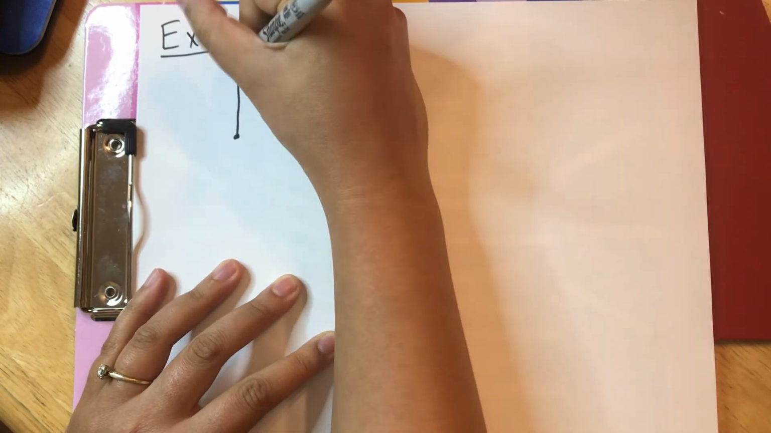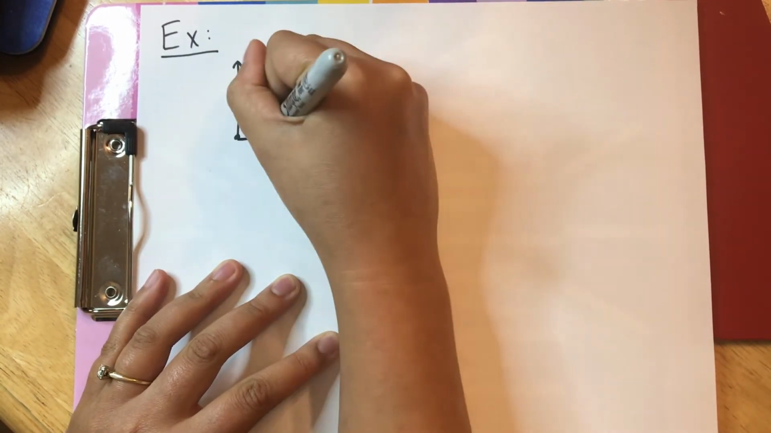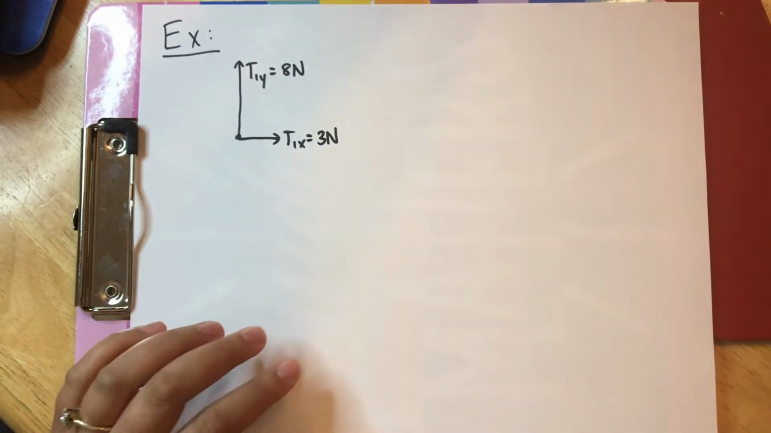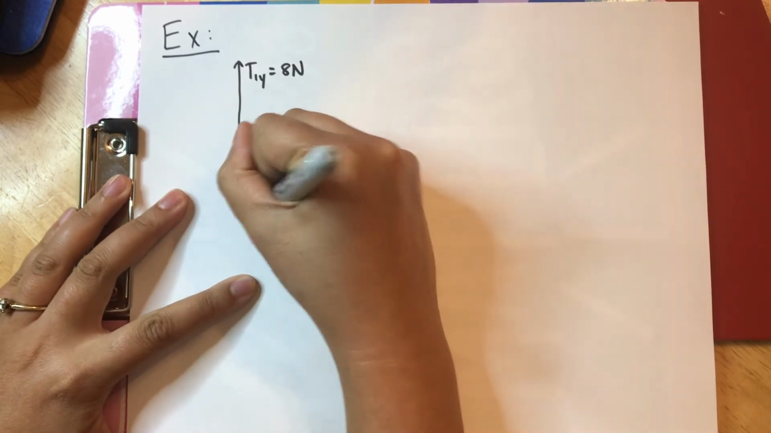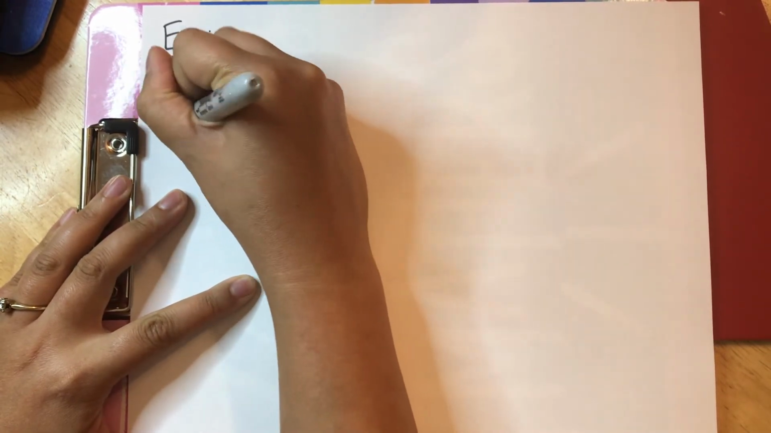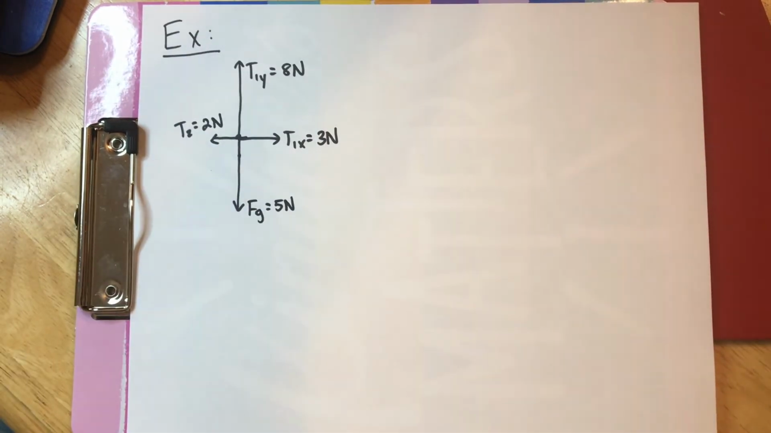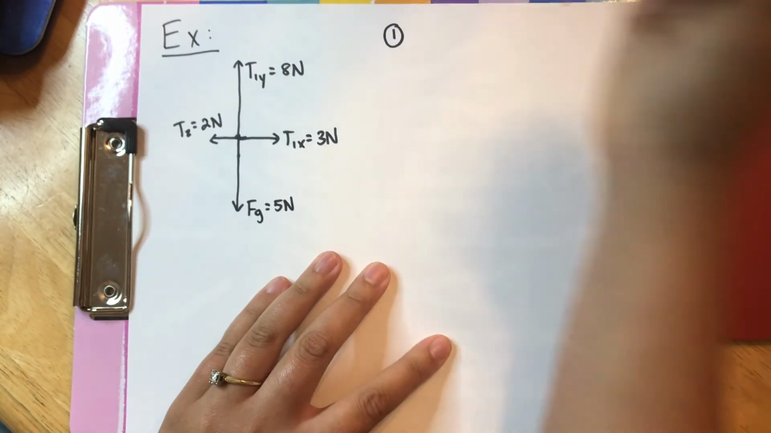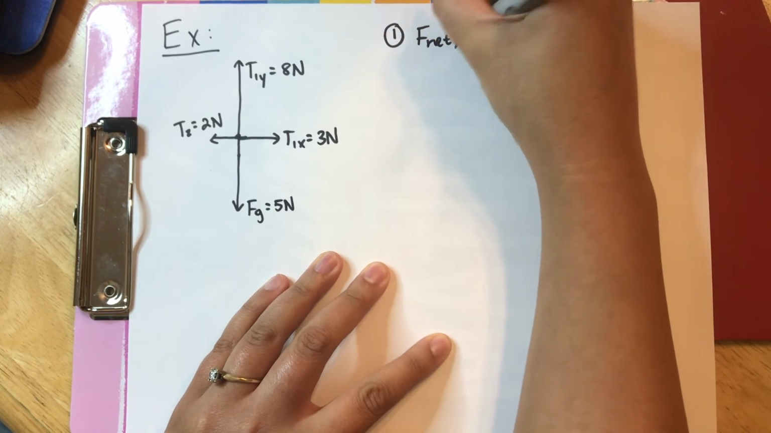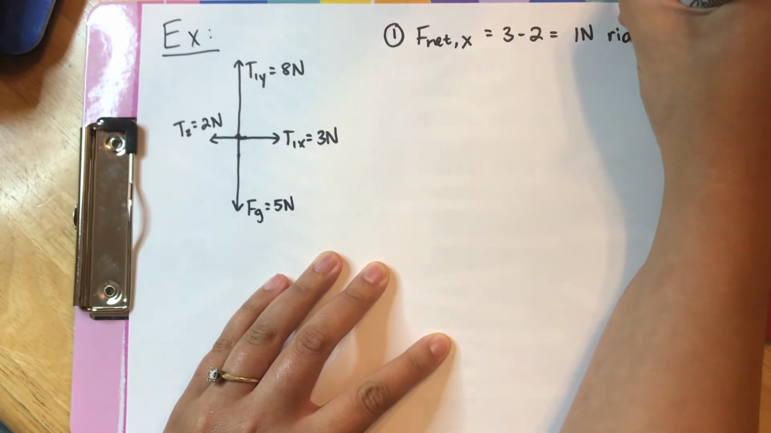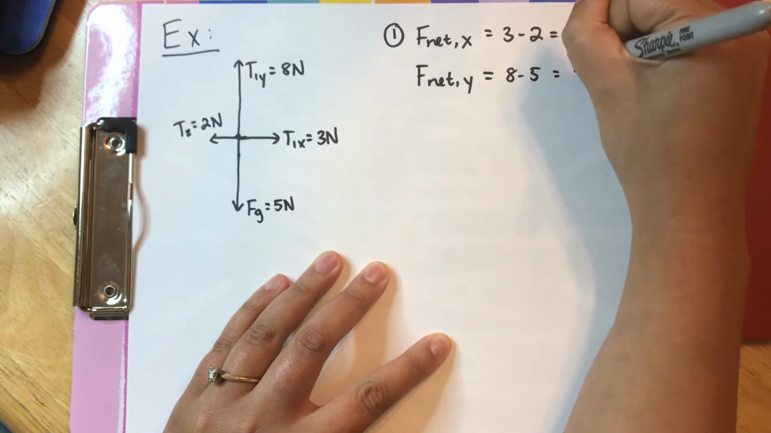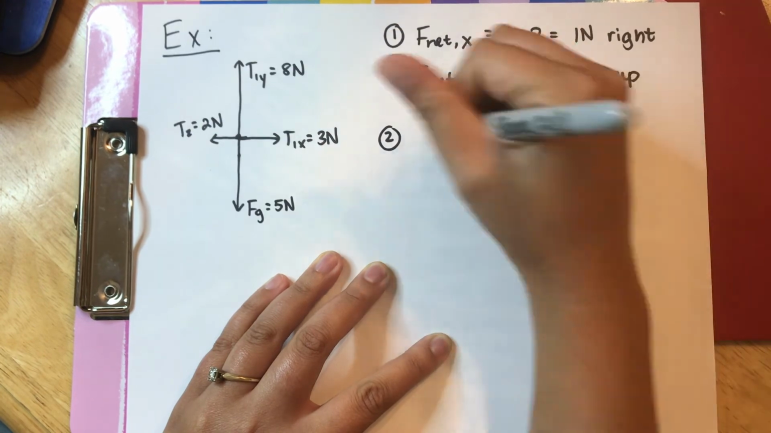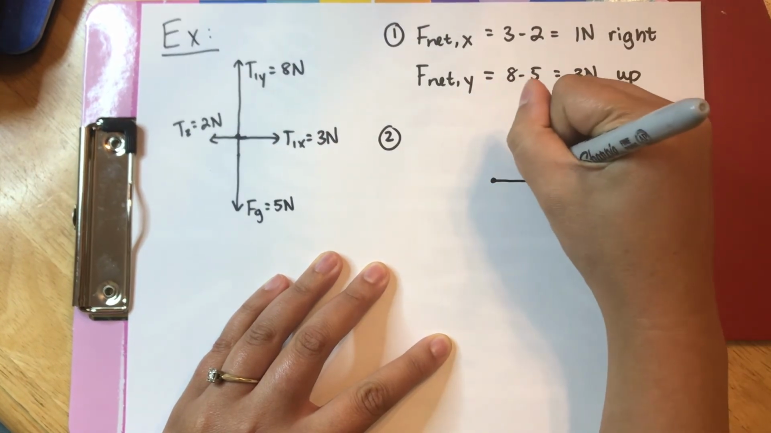Finally, let's do one example all the way through all 4 steps. Let's say in this case I have T1y pulling up and T1x pulling right. That 8 Newton and 3 Newton force are components of some tension force. T2 is a separate string applying a tension straight left. So let's find the net force in the x and y direction. In the x direction, 3 minus 2 gives us 1 newton right. In the y direction, 8 minus 5 gives us 3 newtons up.